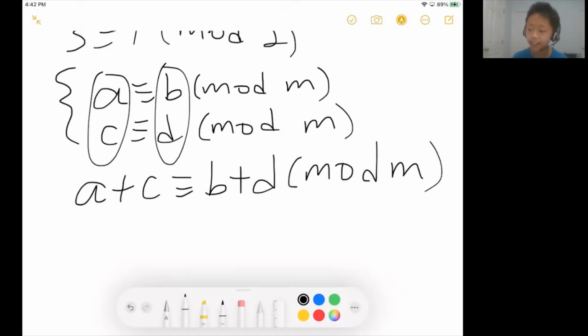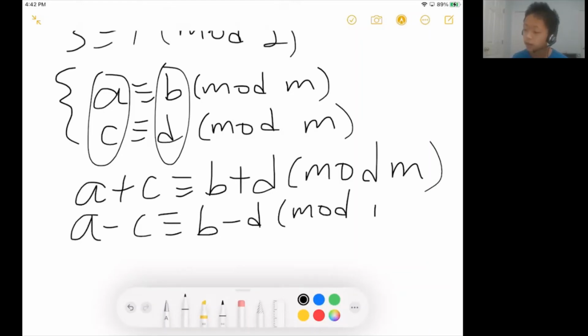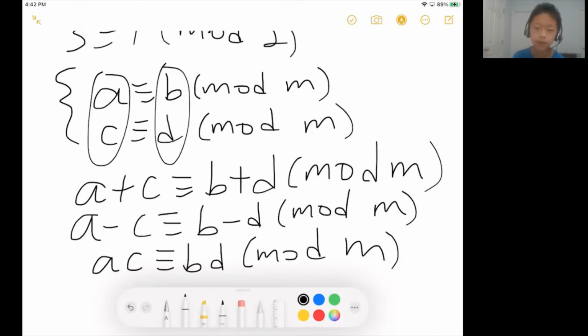We can also do subtraction. So I can subtract these two congruences. I can say A minus C is congruent to B minus D mod M. I can also multiply them together, like we can also do in normal algebra. We can say A times C is congruent to B times D mod M. And again, we always have to be very careful about division. We can't exactly divide these two congruences all the time. So just make sure you know these three properties. Division is very tricky in modular arithmetic. If you don't do it correctly, it can give you wrong results.